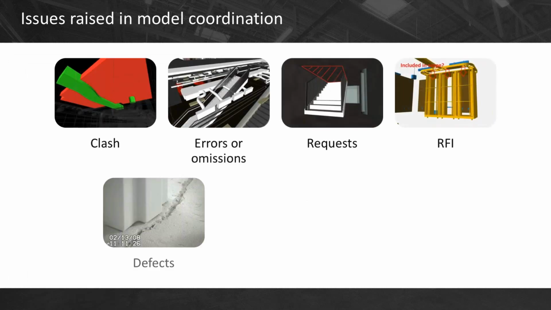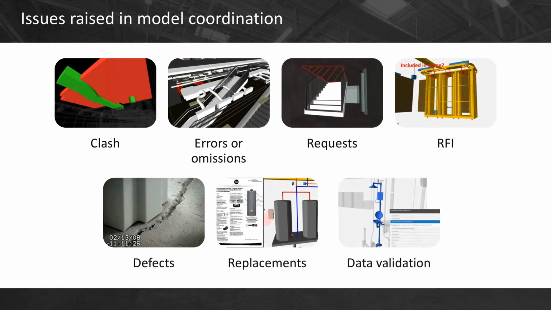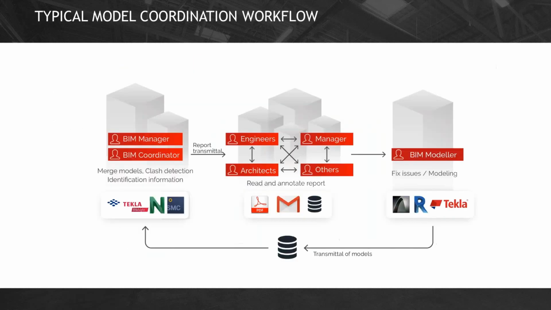So typically there's a variety of issues that can be raised in a typical model coordination process. They could be clashes, errors and omissions, maybe some requests or RFIs, even defects from a job site walk where you've noticed an issue and you want to notify project audience back at the office around a particular concern. Even into replacements and data validation, which leads us into operations and maintenance, the true holy grail of BIM, by taking the information from design and constructability into operations and maintenance. And BIM Track plays a part of that process.